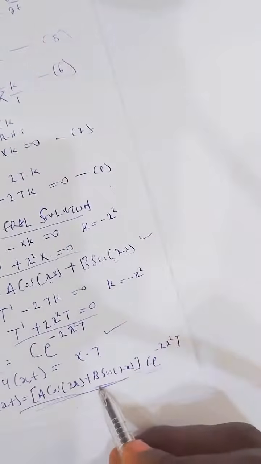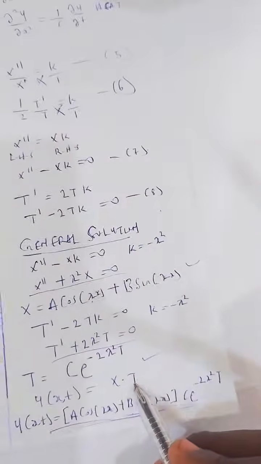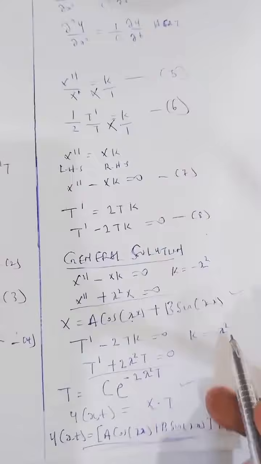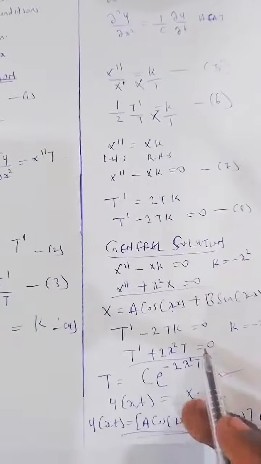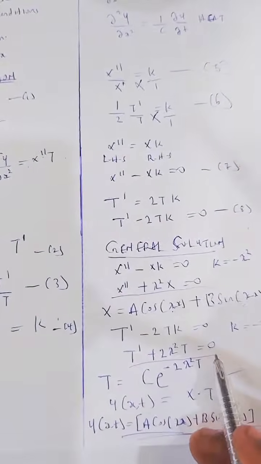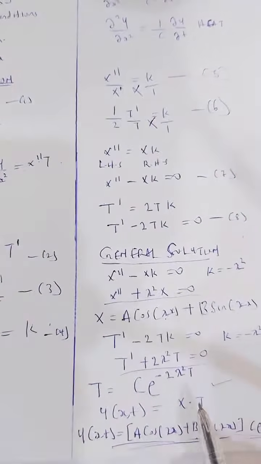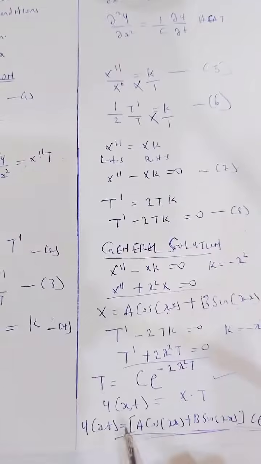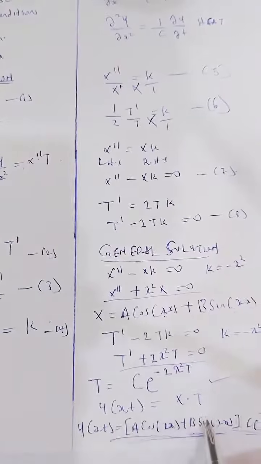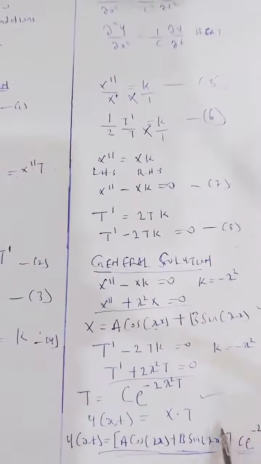If this is my general wave equation, I need to know the value of a, the value of b, the value of c. So this is where boundary condition comes in. From here, you apply boundary condition and initial condition. By applying boundary condition and initial condition, you want to know the value of a, b, and c. So let's see how it works. We've gotten this to be our general wave equation.